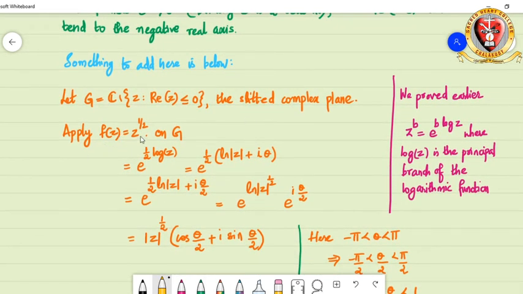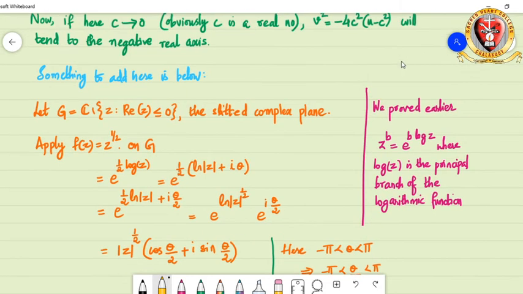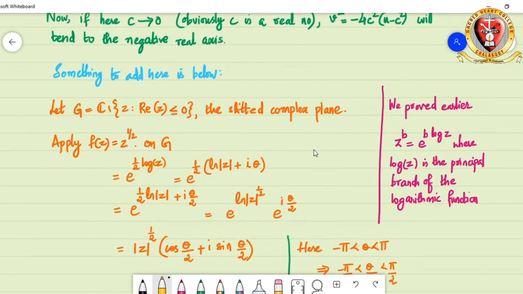we are going to apply f of z is equal to z raised to 1 by 2 on this region G, an open connected set. And we proved earlier that when we are dealing with the principal branch of the powers of z, z raised to b is equal to e to the power b into logarithm of z, where this log of z is nothing but the principal branch of the logarithmic function. This is something which we proved a lot when we were dealing with the logarithmic function.